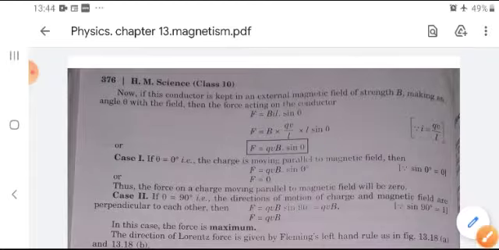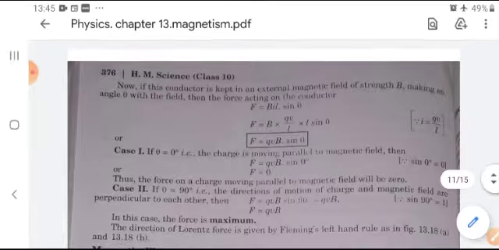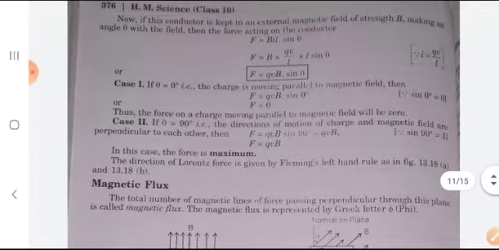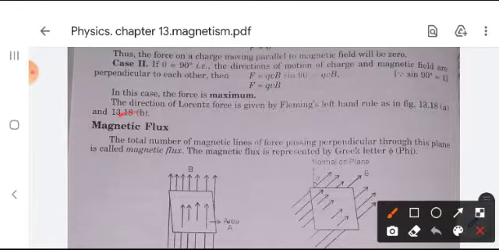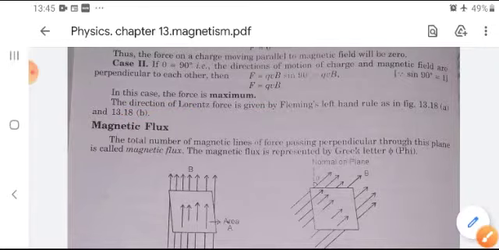Similarly, if theta is equal to 0 degrees, then F is equal to 0. If theta is equal to 90 degrees, then F is equal to QVB, the maximum value. The direction of Lorentz force is given by Fleming's left hand rule, as I told you earlier.